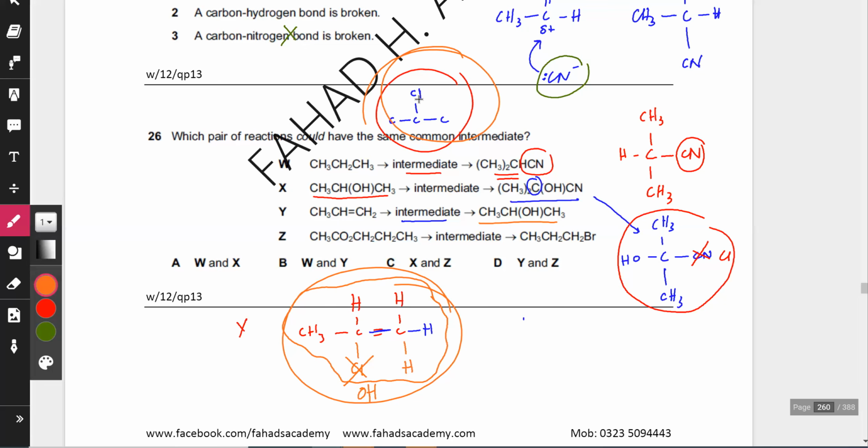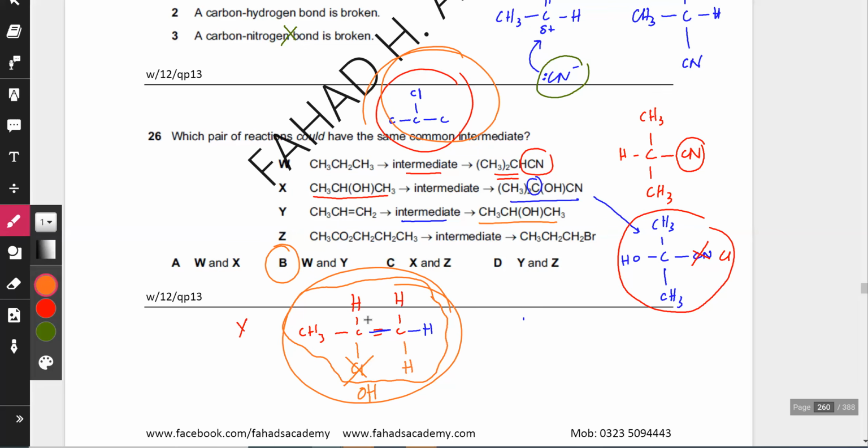In the first one, the Cl was attached on the central carbon atom. I hadn't drawn the complete structure, but the Cl was attached on the middle carbon atom. And the same is true over here. The Cl is attached on the middle carbon atom, which means that W and Y can possibly have the same intermediate. So W and Y is the answer.